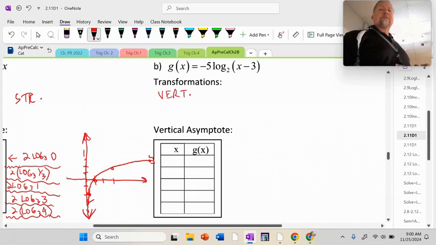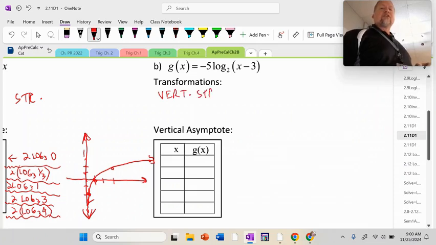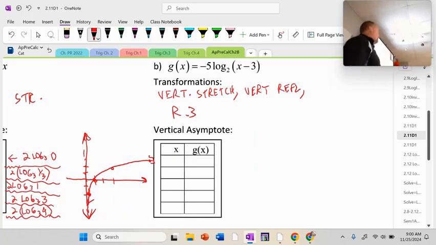If you don't know this, vertical stretch. Probably shouldn't have done that first. It's also a vertical flip. Vertical flip. What's the -3 do? Say reflection. Good. I heard someone say it. Right 3. Right 3. All right.